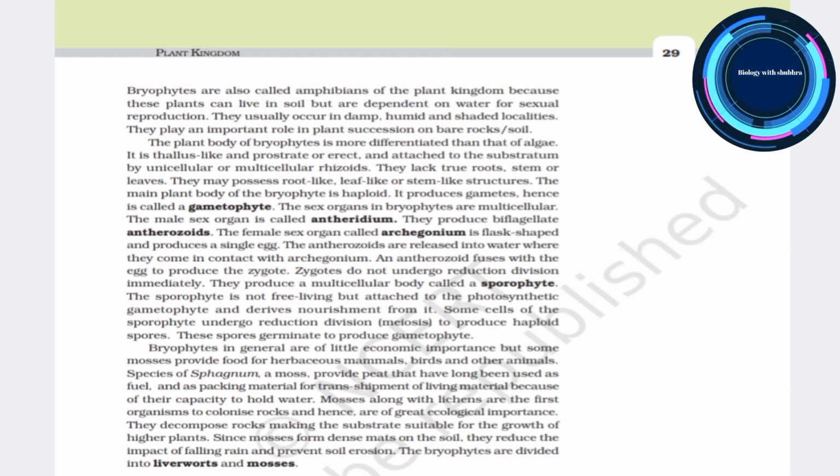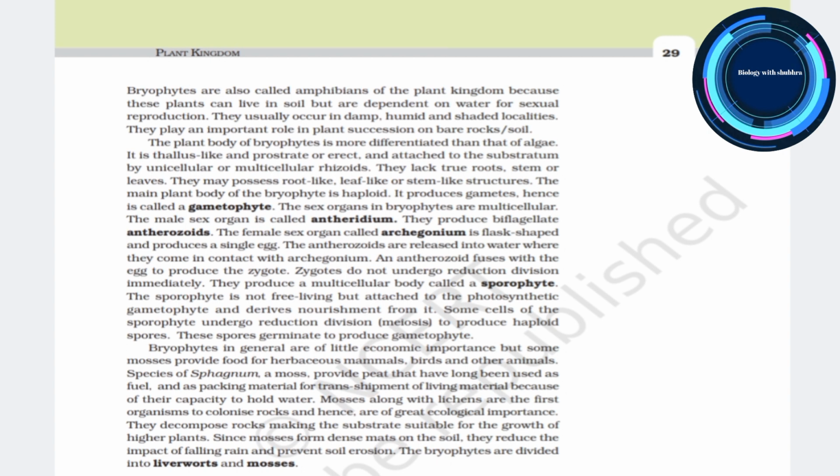Bryophytes in general are of little economic importance, but some mosses provide food for herbivorous mammals, birds, and other animals. Species of Sphagnum, a moss, provide a peat that has long been used as fuel and as packing material for transshipment of living material. Because of their capacity to hold water, mosses are also used with lichens to colonize rocks, and they also decompose rocks, making substrates suitable for growth of higher plants.